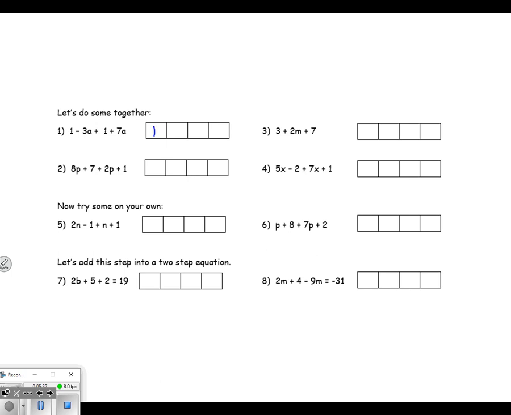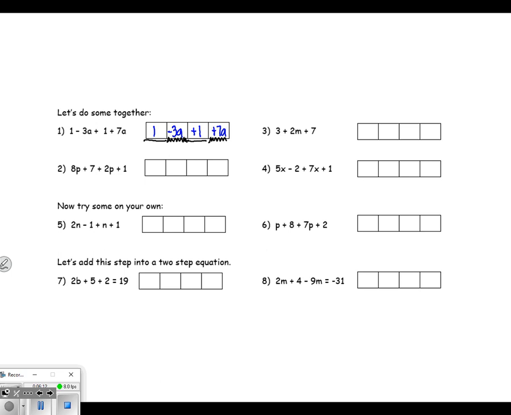I got a 1. I got a negative 3a. Remember, those lines need to divide right in front of the plus or the minus. Plus 1 plus 7a. Now I need to identify the types of terms. So 1, is that a variable term or a constant term? It does not have a letter, so it's a constant. Negative 3a, that's a variable term. Plus 1, constant. Plus 7a, variable.